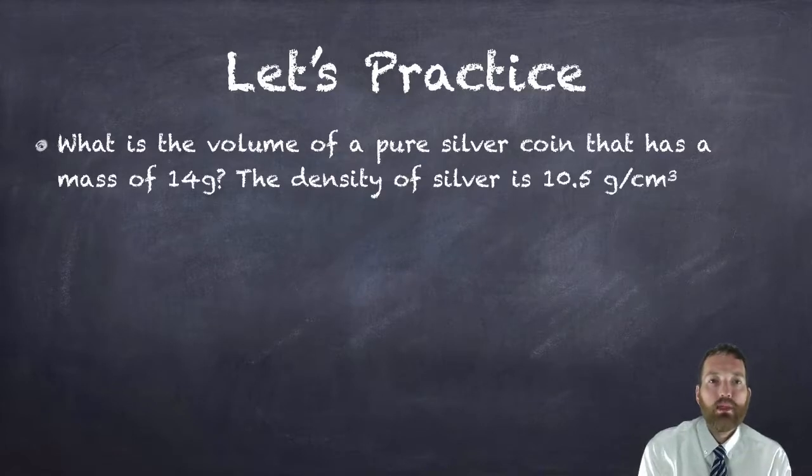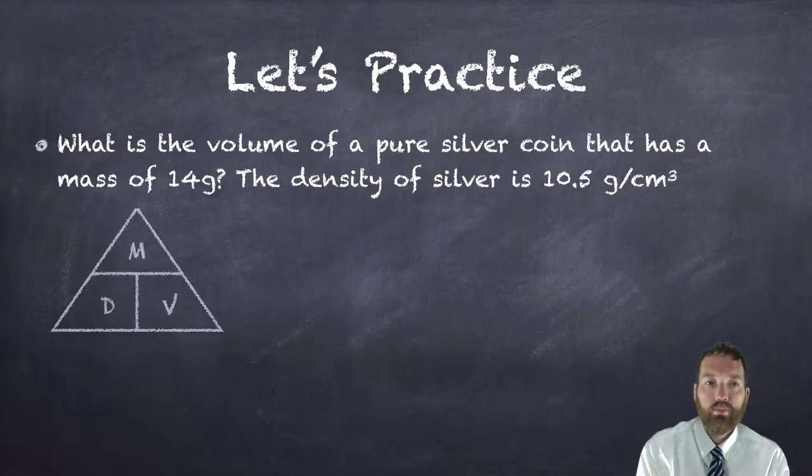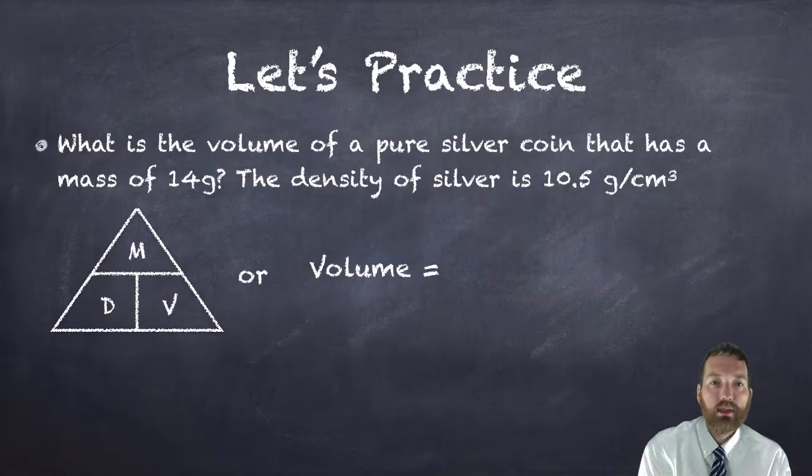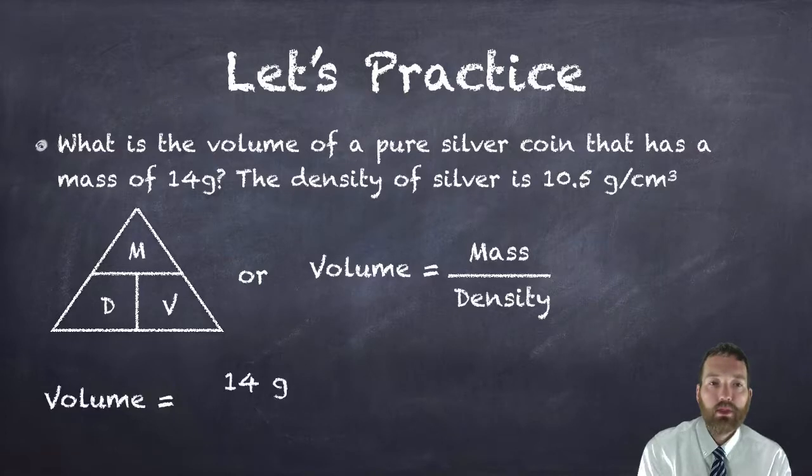How about this one? What is the volume of a pure silver coin that has a mass of 14 grams? The density of silver is 10.5 grams per cubic centimeter. Okay, so they want us to solve for volume. So if we cover up the V, we get mass divided by density for volume. So they gave us the mass, which is 14 grams, and they tell us the density, which is 10.5 grams per cubic centimeter.